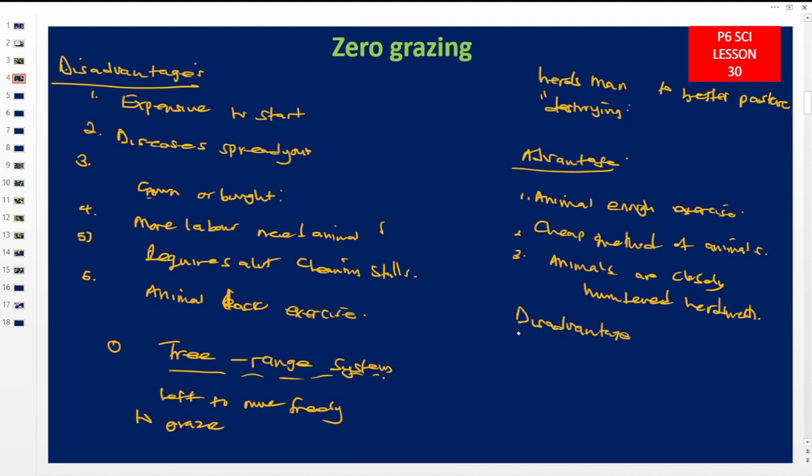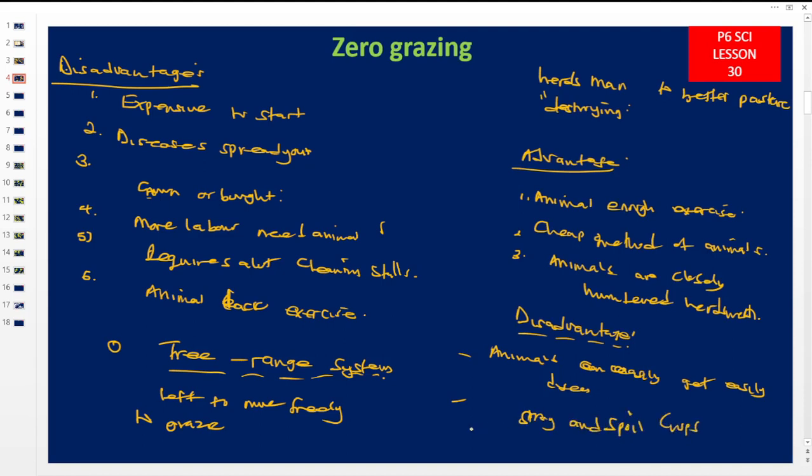However, it is good, but it has some disadvantages. What are these? One, animals can easily get diseases and parasites because they mix and come into contact with other animals. And then two, these animals can easily stray and spoil people's crops.